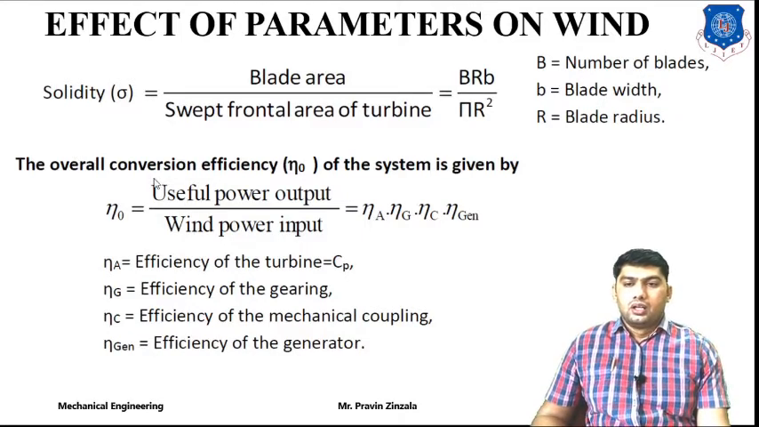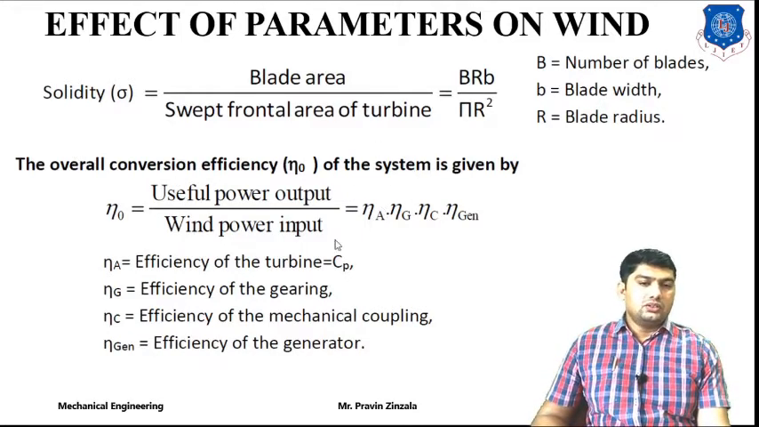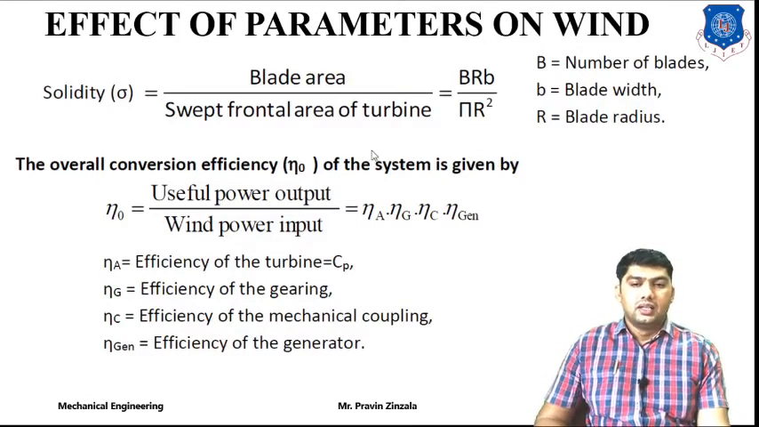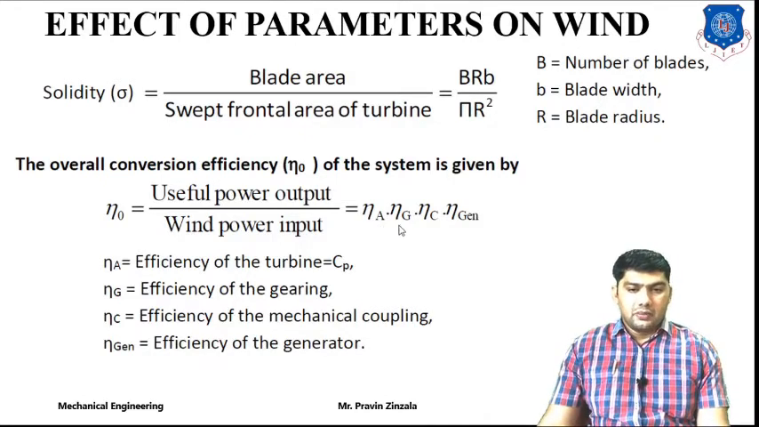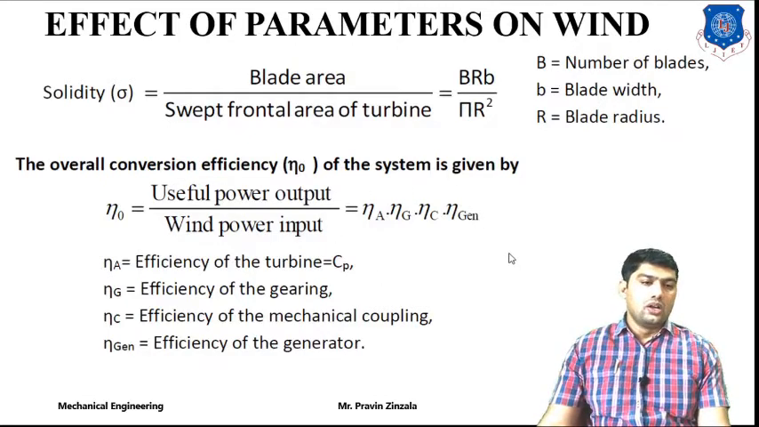Second is the overall conversion efficiency of the system. We can also consider the overall efficiency of the whole wind turbine mill. It is the useful power output divided by the wind power input, or we can say it is the multiplication of different efficiencies. So the overall conversion efficiency of the whole system is equal to the product of the efficiency of the turbine, efficiency of the generator, efficiency of the mechanical coupling, and so on. By considering all the efficiencies, we get the overall conversion efficiency.